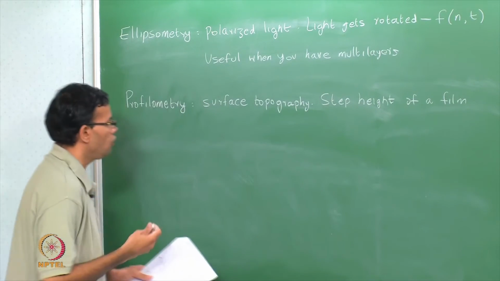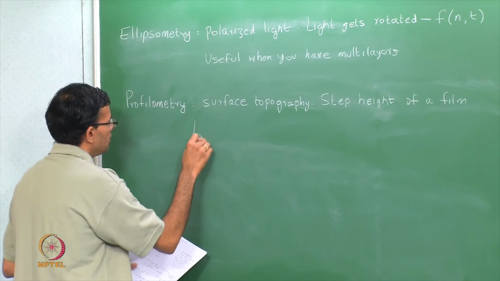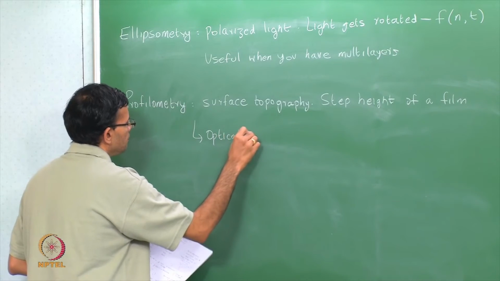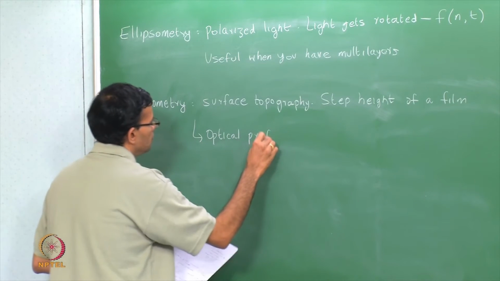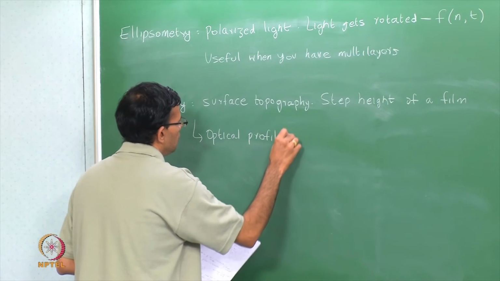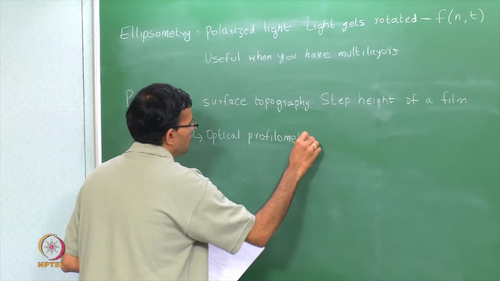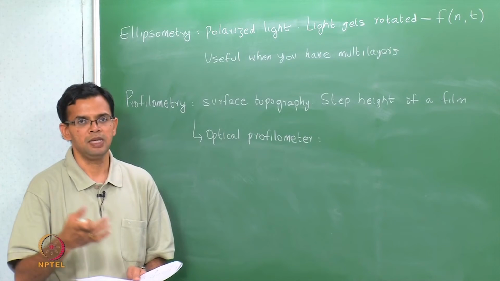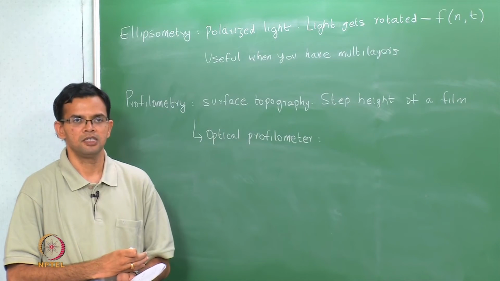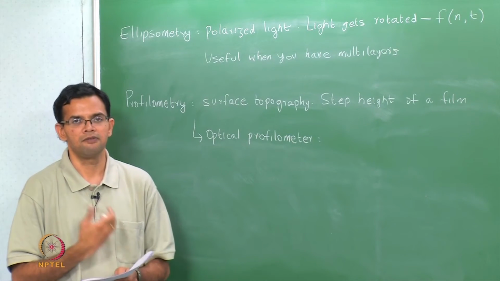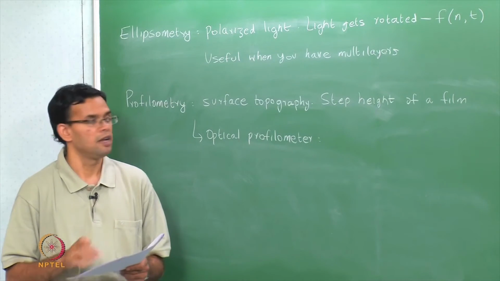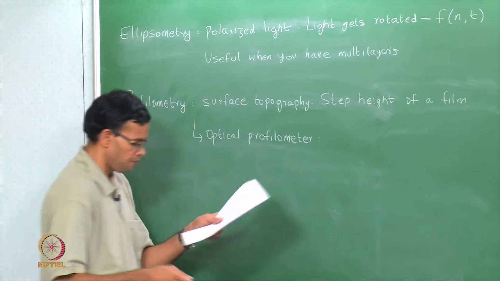An offshoot of the profilometry technique is the optical profilometer, where instead of a stylus, you now have a laser beam that scans the surface, and this laser beam will get reflected off a step, and based upon the reflection we can calculate the step height.